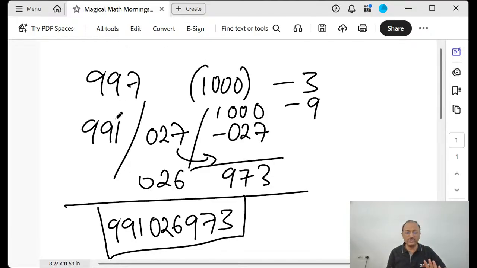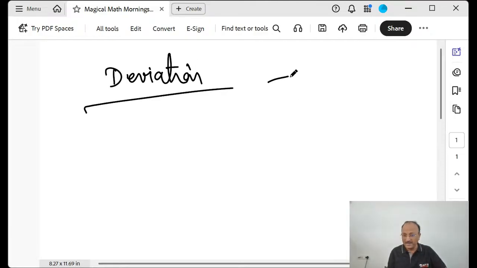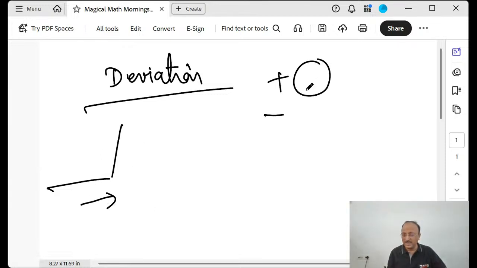Understood? I hope you understood this one. See, only three steps. First, we find the deviation of the number from the base, either plus or minus. If it is plus, we add the deviation two times and write the first part. Then find the fresh deviation that you multiply with the original deviation. That will become the second part. And whatever deviation is there, its cube we write, that will become the third part.